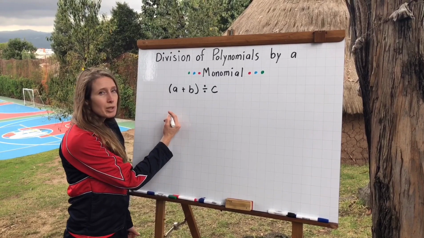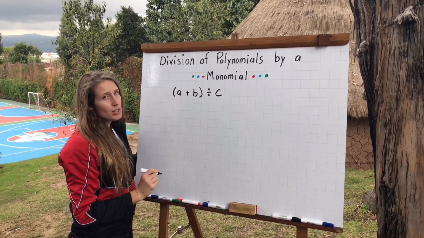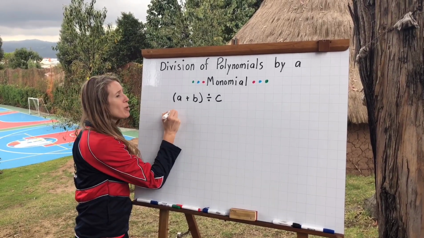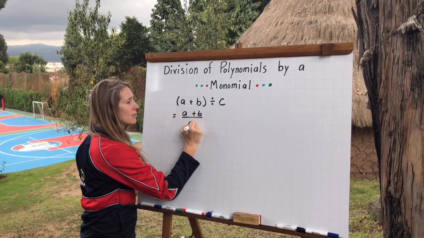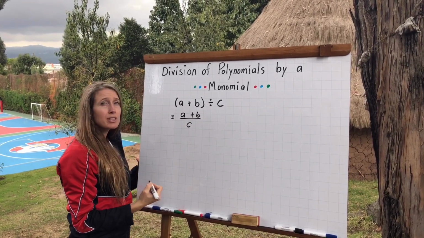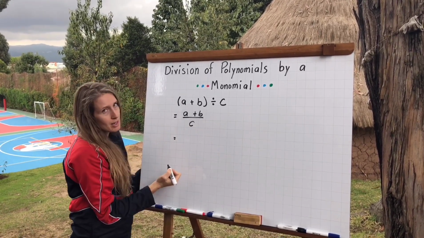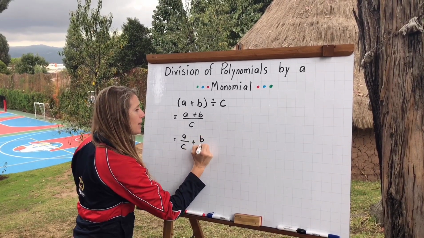Today we're going to be talking about how to divide polynomials by a monomial. So here you can see a really basic polynomial. We have a plus b divided by c. So the first step you have to do is remember that a division is also like a fraction. So we rewrite this again as a fraction, a plus b divided by c. So the first step is you have to separate each term in the numerator and divide it by the denominator, like this. A over c plus b over c.